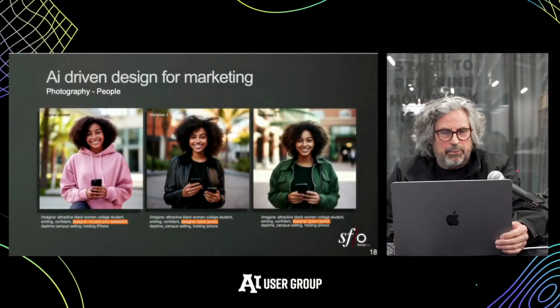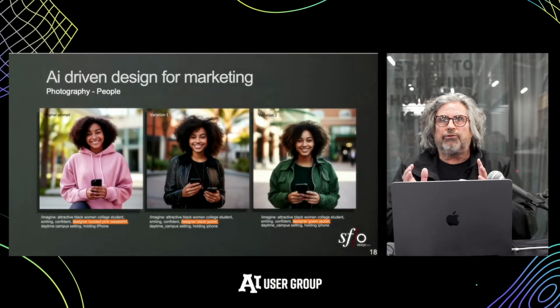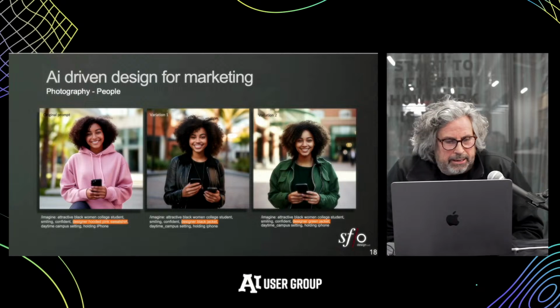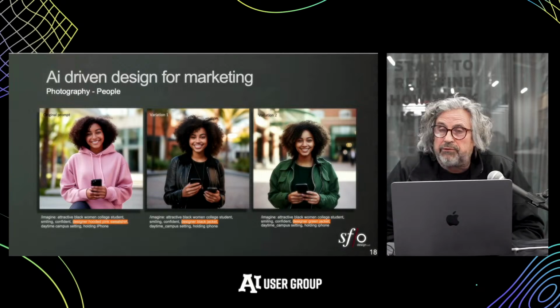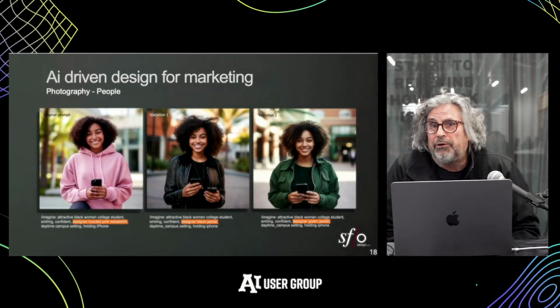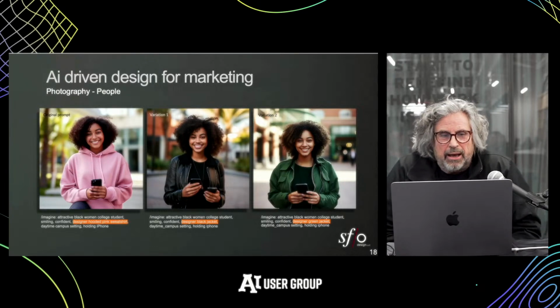This is an example of how you can use it for stock photography. In-house agencies for a lot of these corporations are probably spending $200,000 a year on stock photography. I think AI can really cut into that cost.